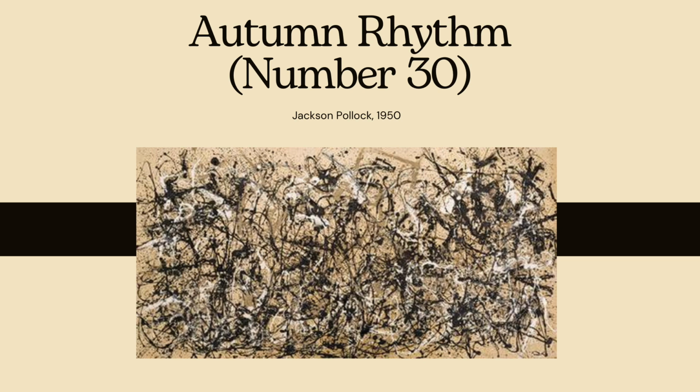Autumn Rhythm Number 30 was painted by Pollock in 1950, and it's a quintessential example of abstract expressionism and one of his most celebrated works. This large-scale painting, measuring 8 feet 9 inches by 17 feet 3 inches, or 266.7 by 525.8 centimeters, is housed in the Metropolitan Museum of Art in New York City. It stands as a powerful representation of his innovative approach to art and Pollock's departure from traditional painting techniques.